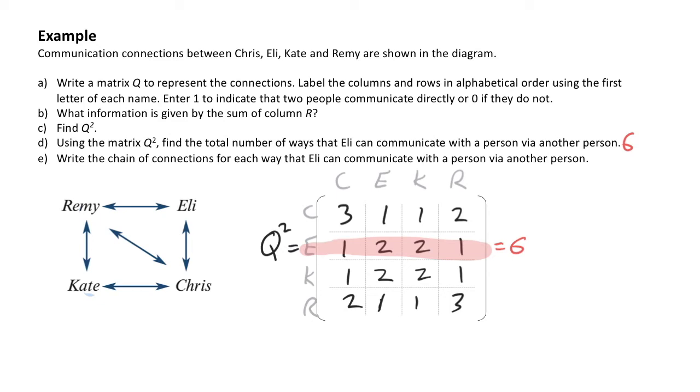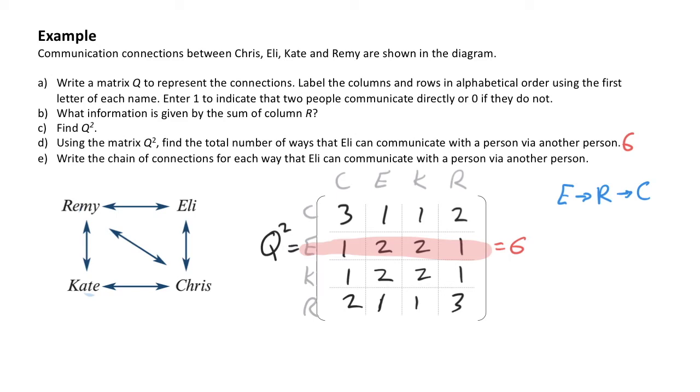3rd party. And question E is going to ask us to write the connection chain for those 6 ways that Eli can contact another person using an indirect route. So the first one is going to be for Eli to contact Chris. For Eli to contact Chris, he can go through Remy, who can then in turn contact Chris. So Eli to Remy to Chris is going to be the first option. There are no other pathways for Eli to contact Chris via one other person.